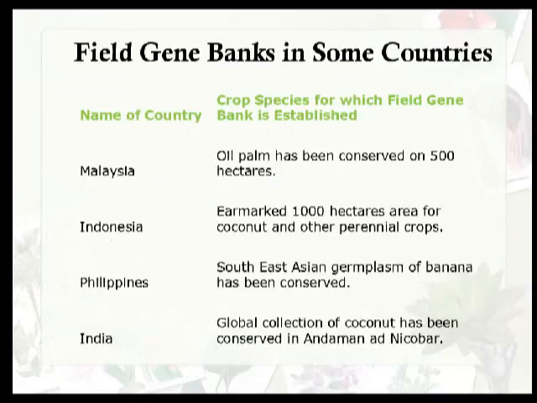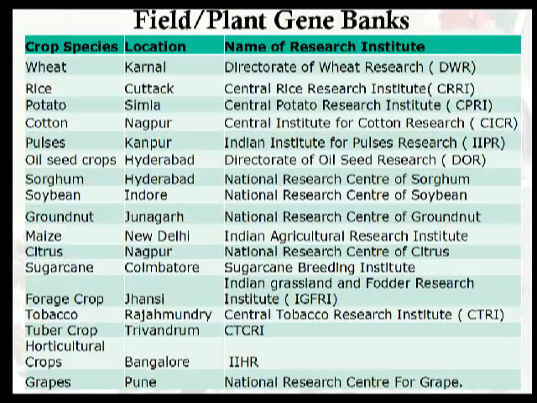Internationally, we have field gene banks for oil palm in Malaysia, for coconut in Indonesia, and in India again for coconut in Andaman Nicobar. In the Philippines we have for banana. These are some of the field gene banks in India.